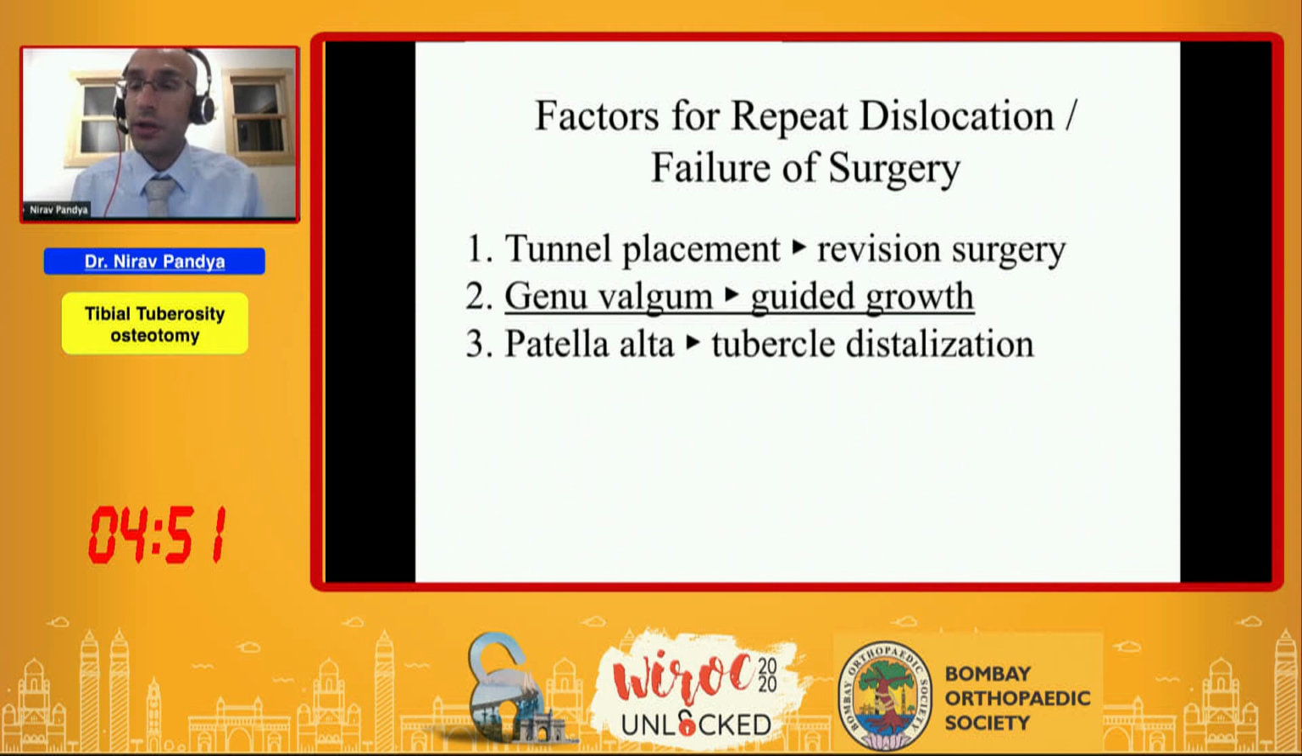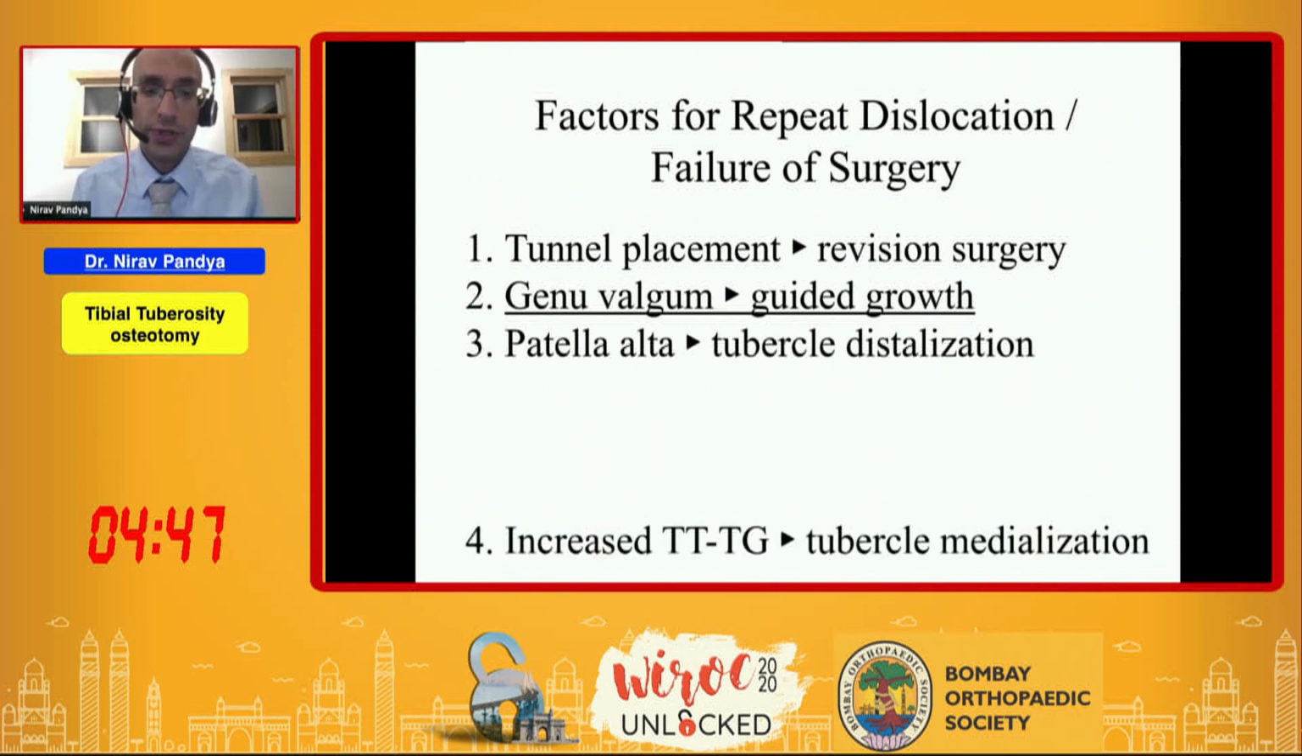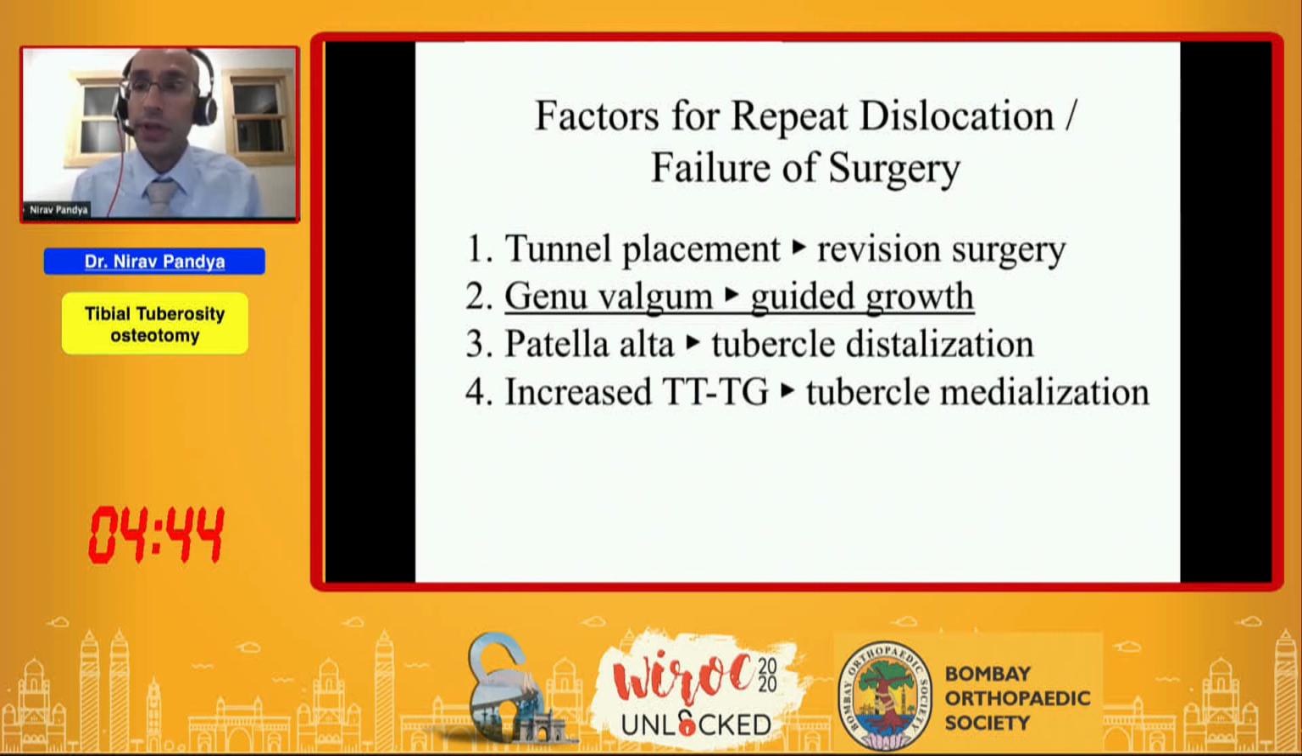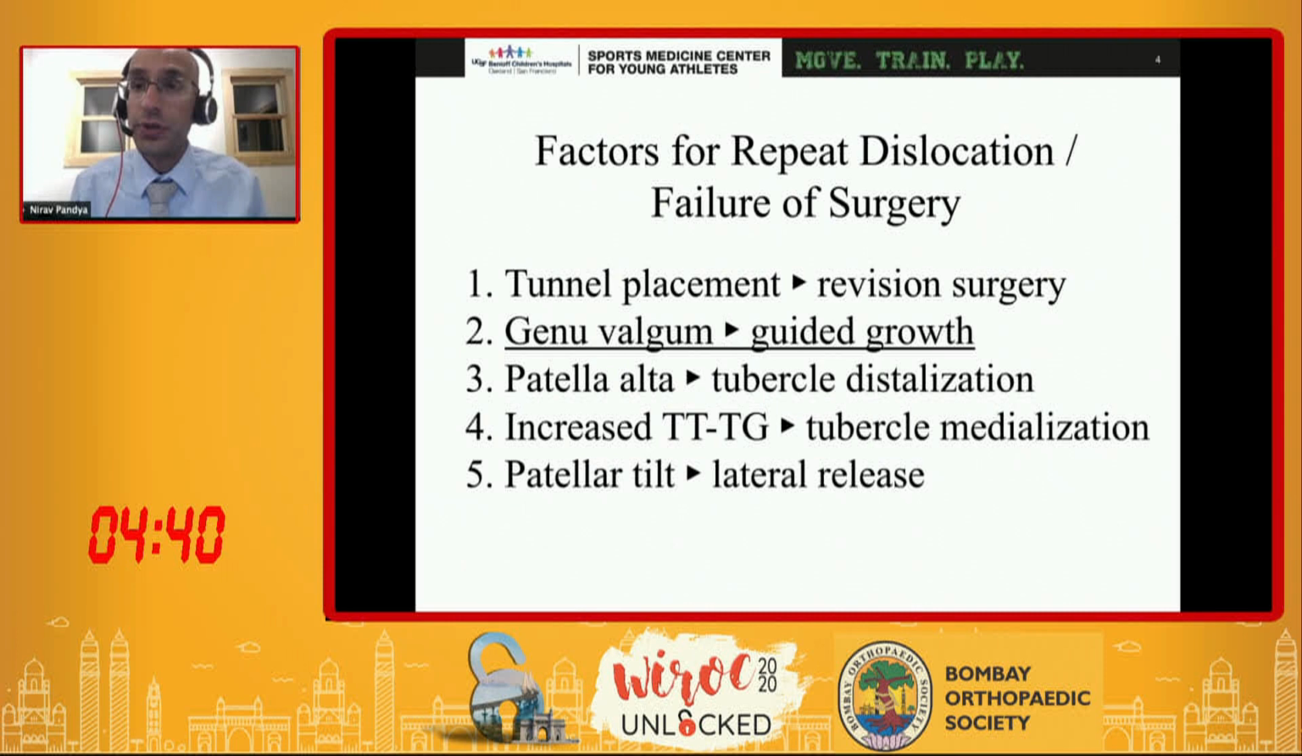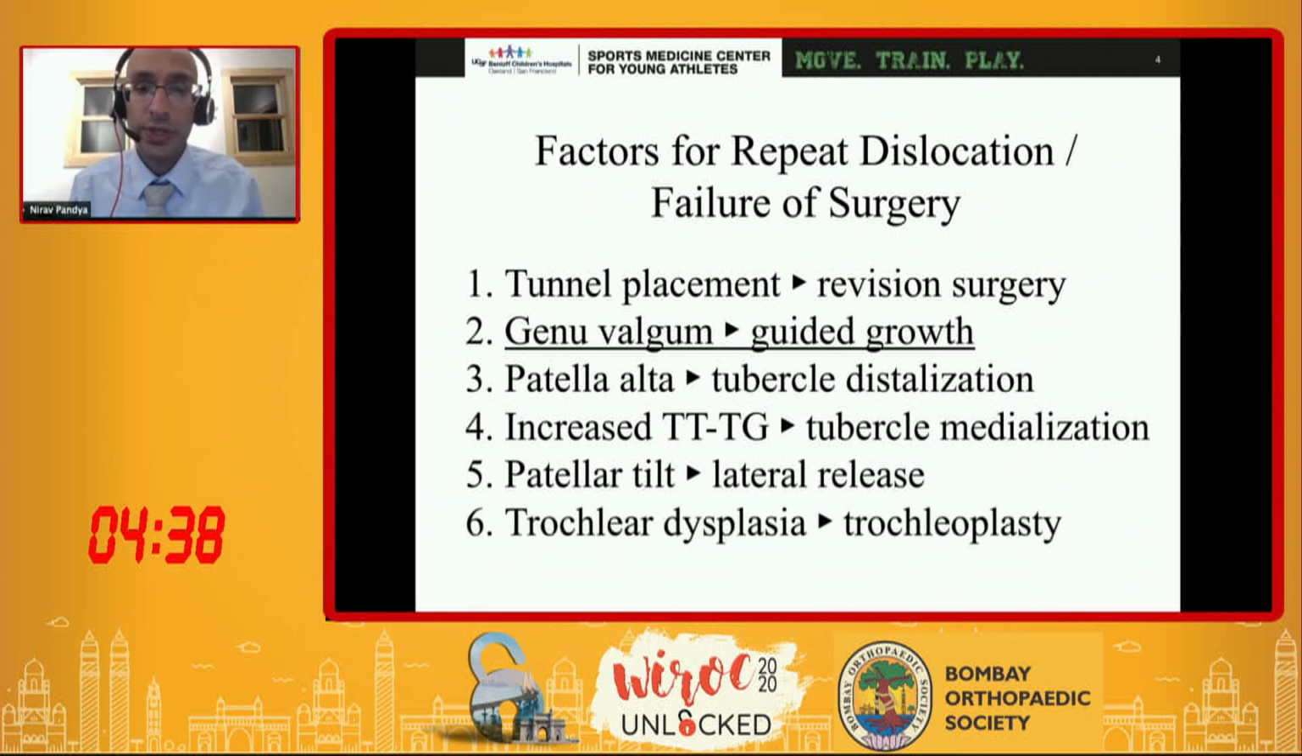If they have patella alta, you can do a tubercle distalization, which I'll talk a little bit on in my following talk. As Brian mentioned, if they have an increased TTTG, then you want to medialize the tubercle. If they have patellar tilt, as Mahir mentioned, you want to do a lateral release. If they have trochlear dysplasia, you may want to consider a trochleoplasty, although it is a little bit more complex and not many of us do it. That is an option.